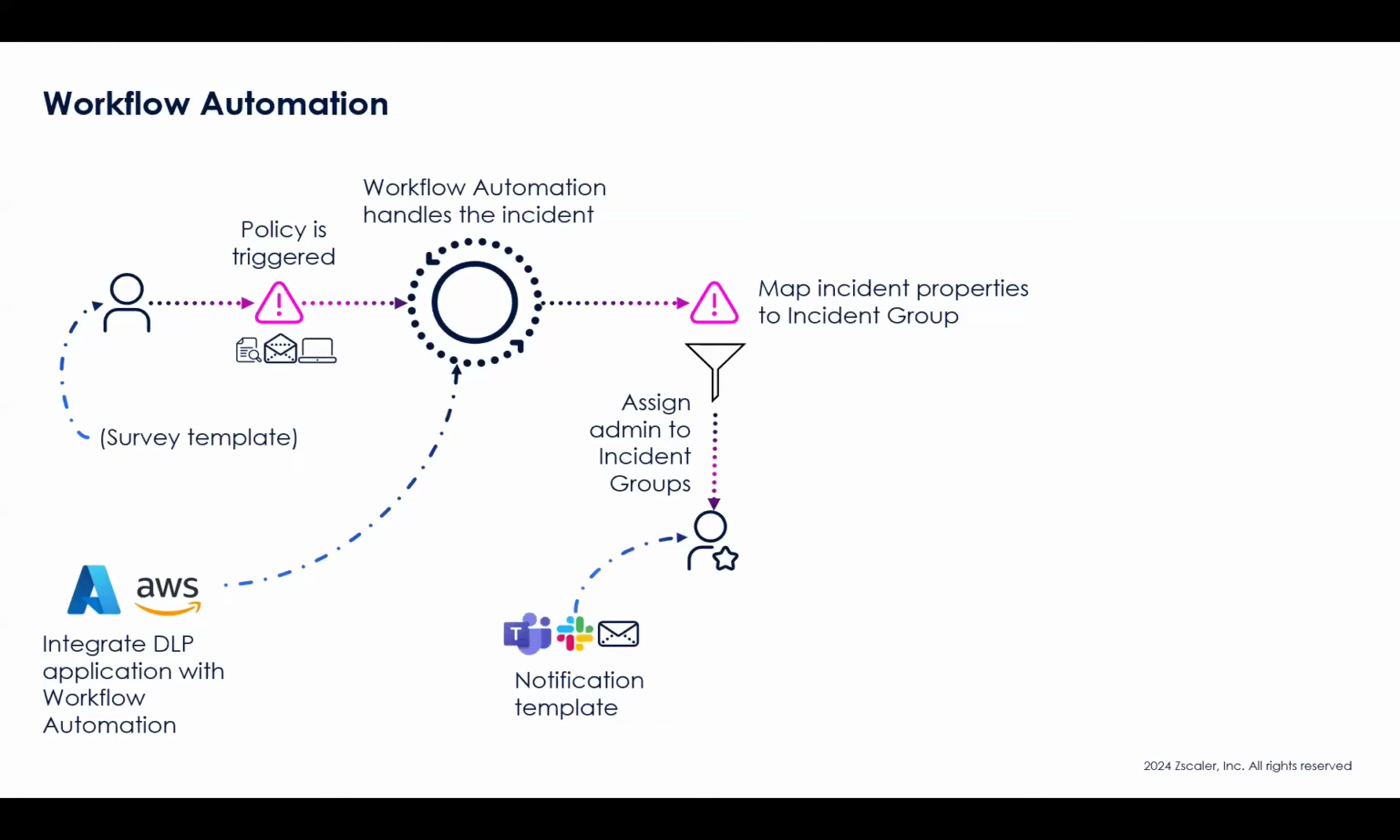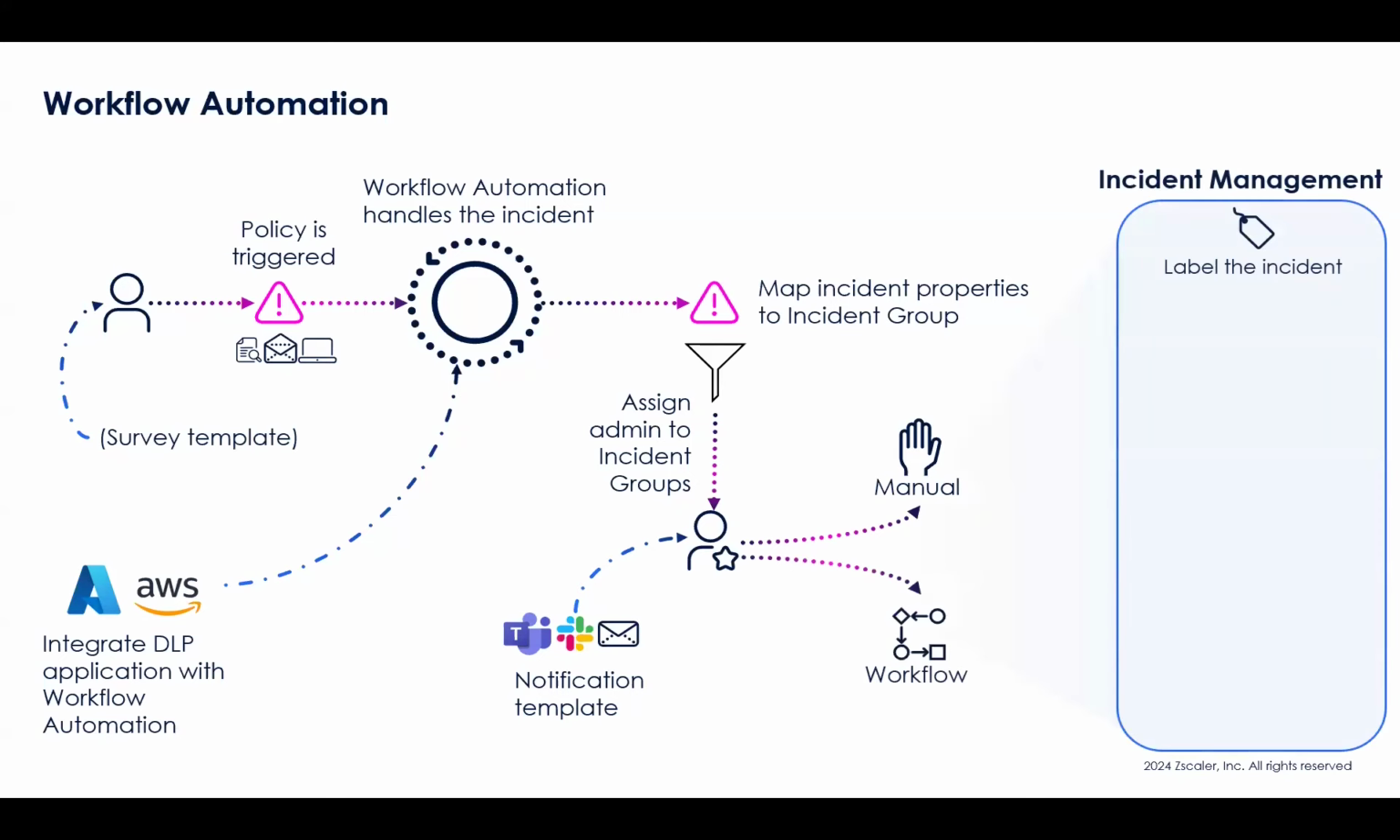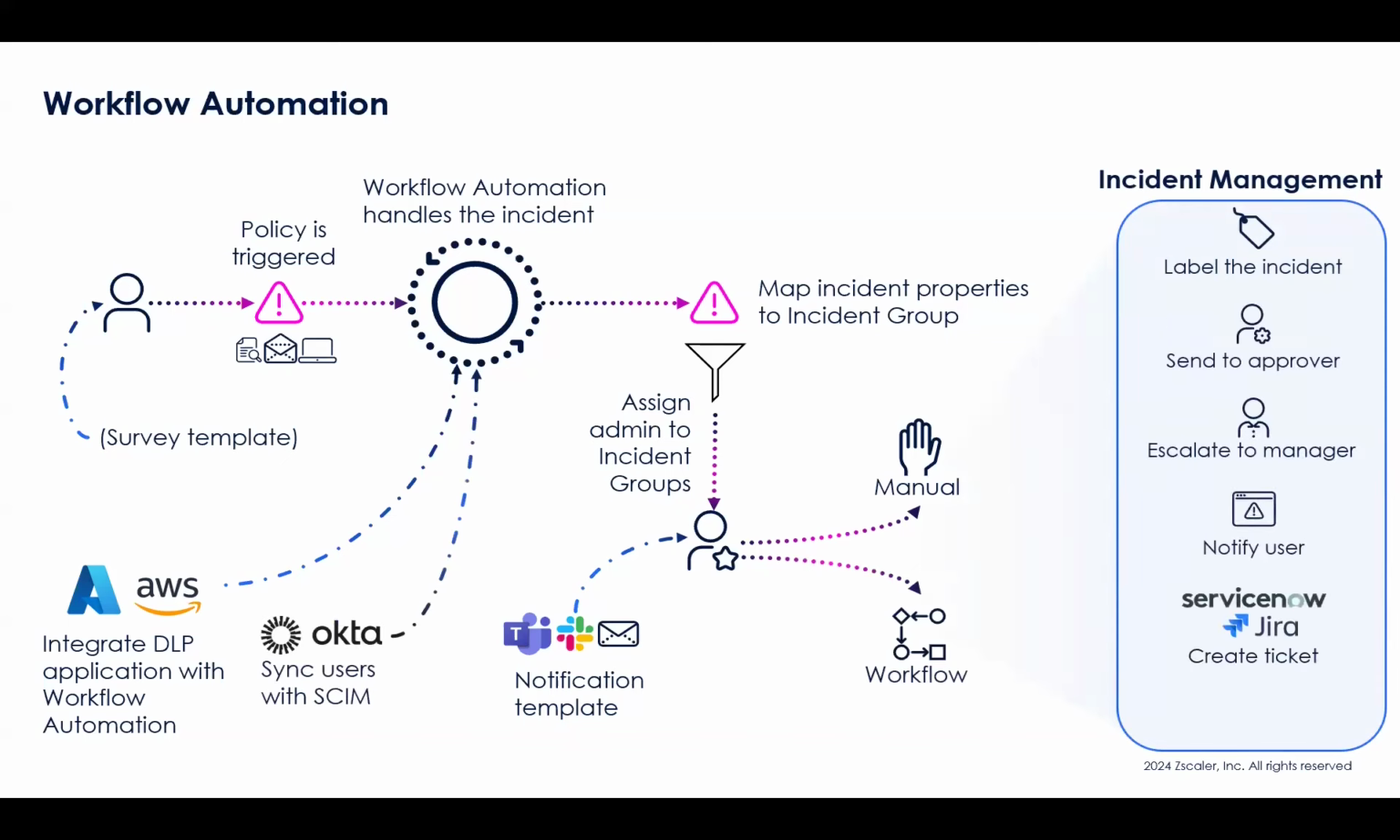You can then configure workflow automation to take one of two actions. Either allow the administrators to manually review the DLP incident and make an appropriate decision, or set up an automated workflow. For example, labeling the incident, sending it to an approver or escalating it to a manager, notifying the user, creating a ticket in a platform such as ServiceNow or Jira, and closing the incident once it's resolved.